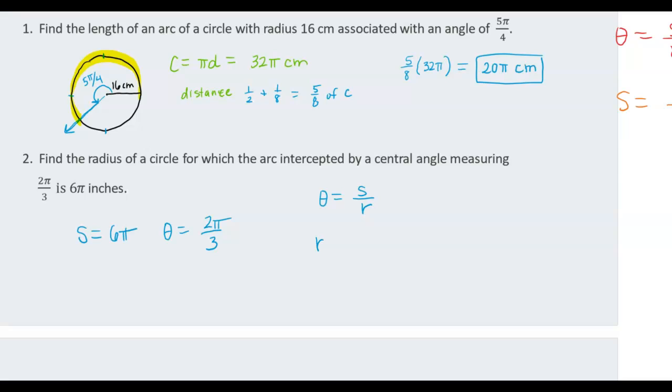Rearranging this, we have that r times theta is equal to s. And so then r is equal to s over theta. This is the version that we want to use. So in this case, the radius is going to be 6 pi divided by 2 pi over 3. I know the pi's are going to cancel. That fraction in the bottom is going to flip upside down. And I'm going to end up with the radius being 9 inches in this case.